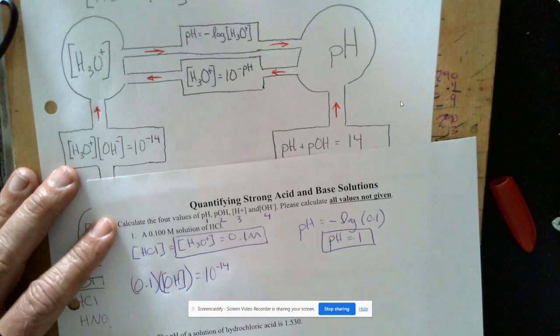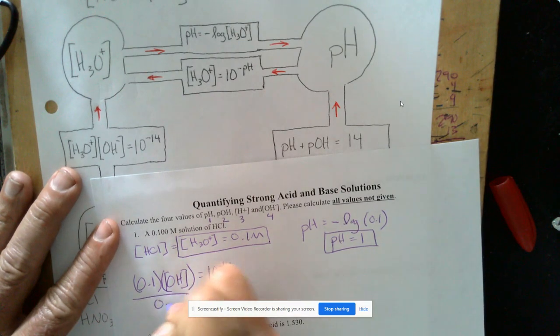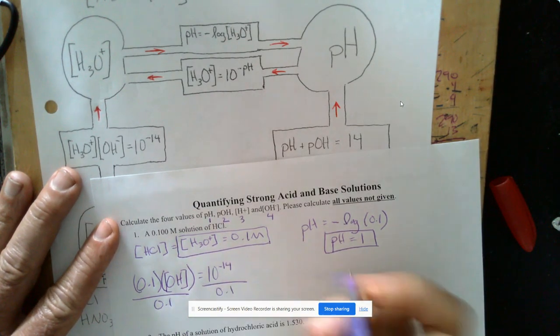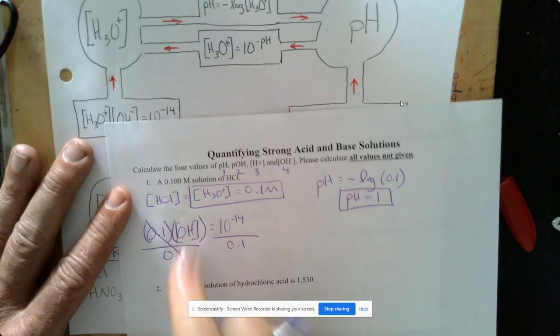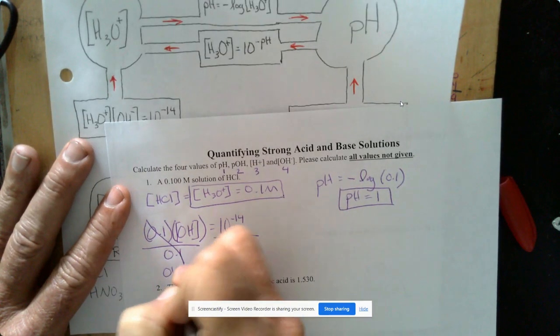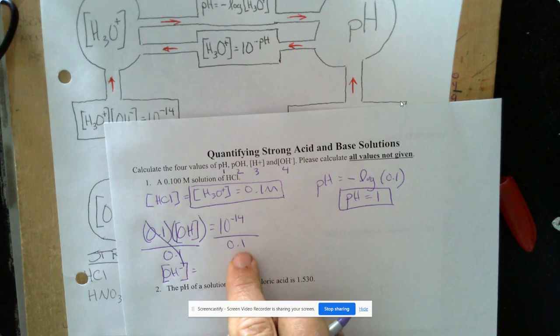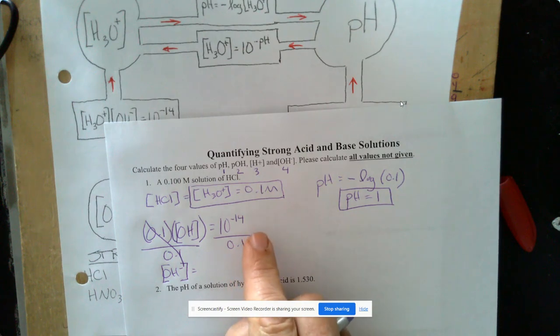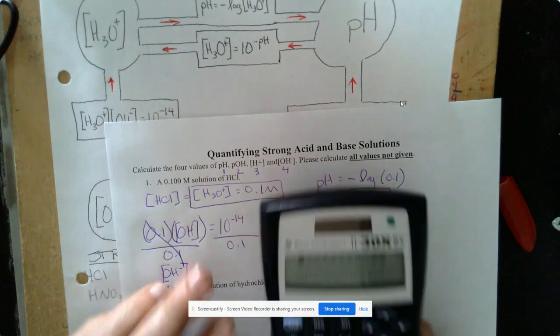Yeah. So we're just going to divide, this is just algebra, we're just going to divide both sides by 1/10 and get rid of that. And then the hydroxide concentration is going to be equal to 10 to the negative 14 divided by 1/10. And I know we're dealing with weird numbers in here, you guys, but it's all good. Just trust in the process. It's going to be cool.